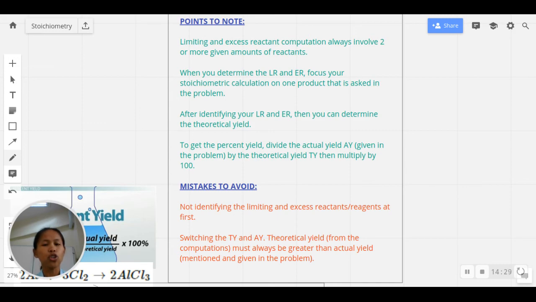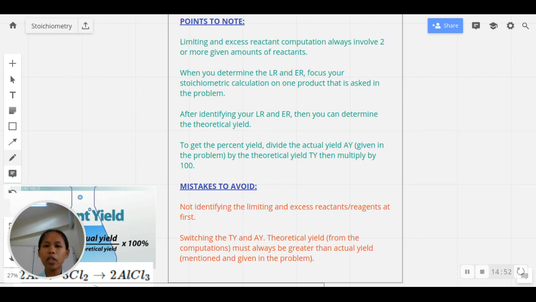And then don't switch your theoretical yield and actual yield. The theoretical yield will always come from your computations, your stoichiometry calculations, while your actual yield will always be mentioned in the problem. Take note of these mistakes and take notes of the points to note.